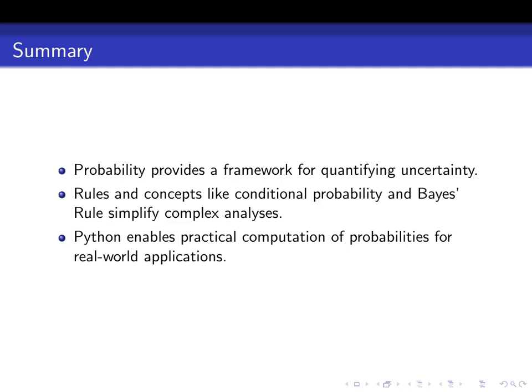To summarize, probability helps quantify uncertainty and provides a foundation for making data-driven decisions. The rules of probability, conditional probability, and Bayes' rule are indispensable tools in data science, enabling us to model and analyze complex real-world scenarios. Python offers practical ways to compute probabilities and visualize outcomes, making it an essential skill for data scientists.